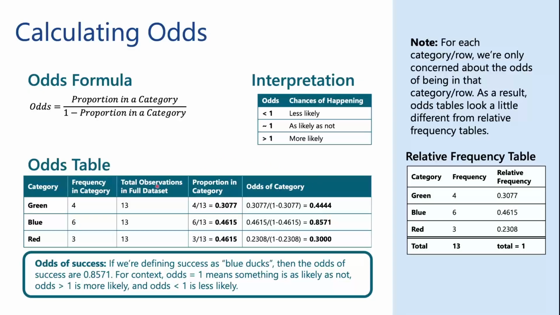You'll notice that this table looks a little bit different from how we presented our relative frequency table. Because we're looking at everything one row at a time, we don't do things laid out with the total at the bottom. We don't calculate relative frequency of everything together. Nothing would add up to 1 in an odds table. It's just a little bit different.